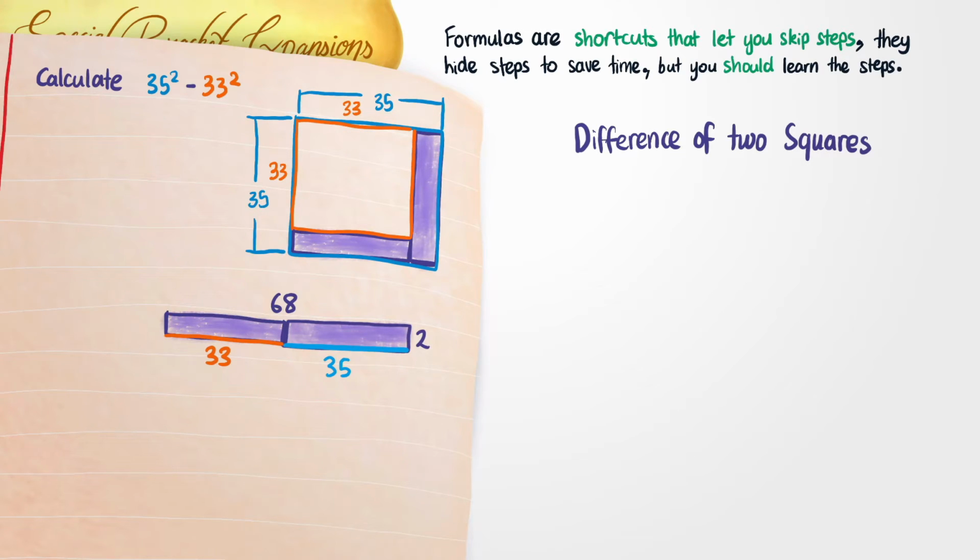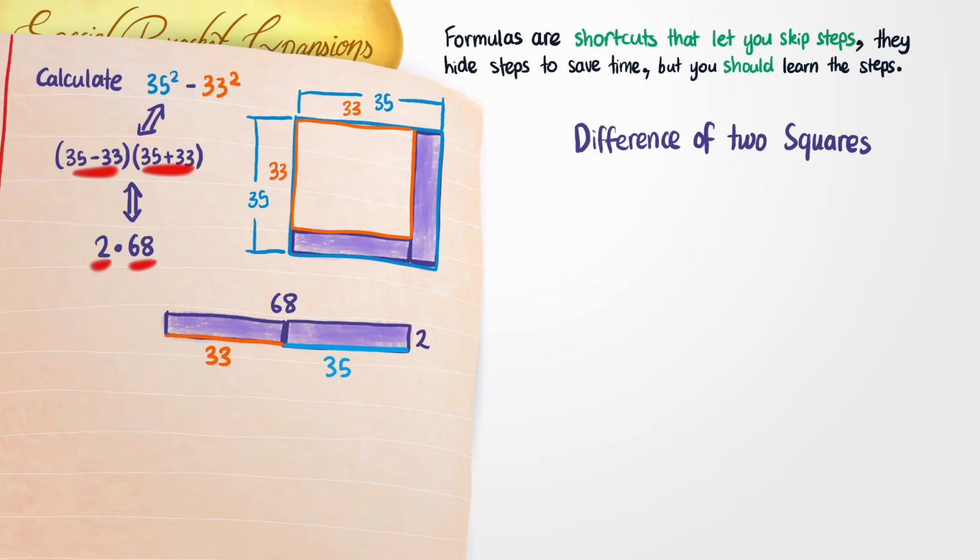Now we get to a really cool and really important point here. Instead of evaluating 35 squared minus 33 squared, what we can do instead is we can go 33 plus 35 and then multiply that by 2, and 2 is the same thing as 35 minus 33. So 35 minus 33 is the same thing as 2, 35 plus 33 is the same thing as 68. So all we have to do is multiply 2 by 68.